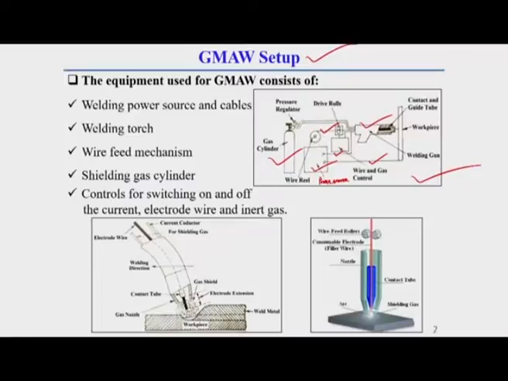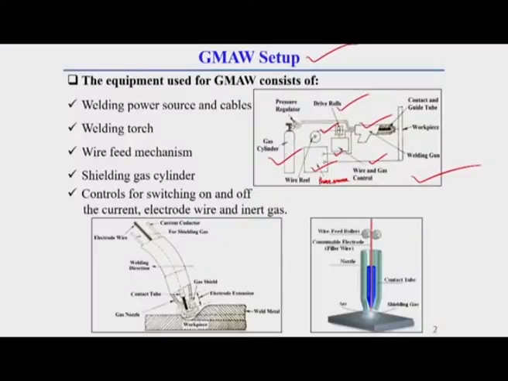Generally there is a drive roll, or some motor mechanism, used to feed that wire, so some control is required there too. There are different controls to control the current, electrode wire and inert gas. So what equipment is there? There is a power source, then a gas cylinder, a wire feeding mechanism, and a welding gun.